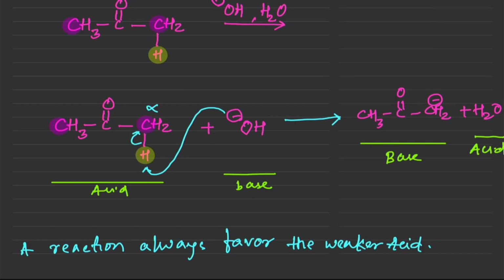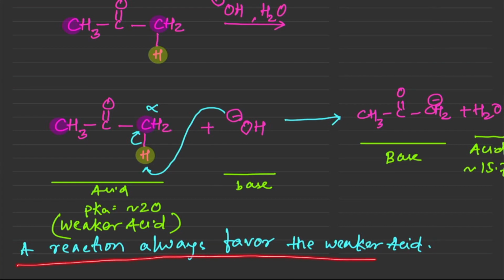In this scenario, you should find out the pKa values of all the acids. The pKa of that alpha hydrogen is roughly around 20. We have seen this before. Again, the pKa of alpha hydrogen varies between 16 to 20 depending upon the group, but in general, 20. And the pKa of water, we know, is around 15.7, close to 15. So which one is the weaker acid? Lower the pKa, higher the acidity; higher the pKa, lower the acidity. So this one here is the weaker acid, and based on our definition, a reaction always favors the weaker acid.